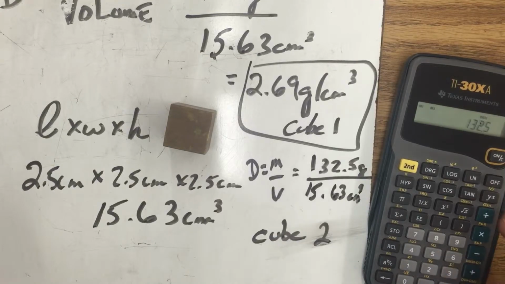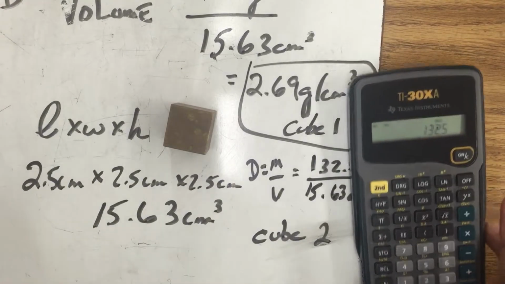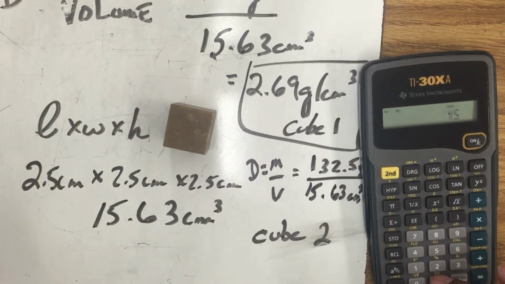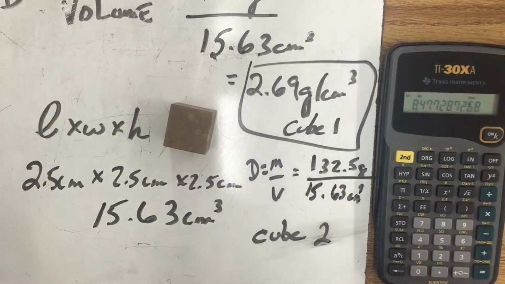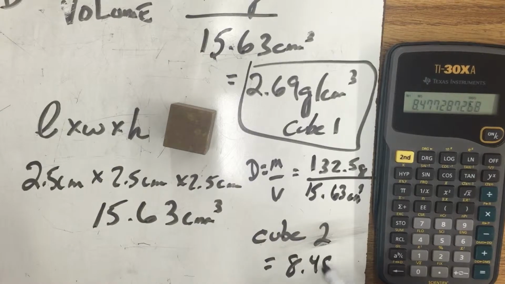Okay, so we can put that in our calculator. 132.5 divided by 15.63 centimeters cubed, and we're going to get a density for cube 2 of 8.48 grams per centimeter cubed.